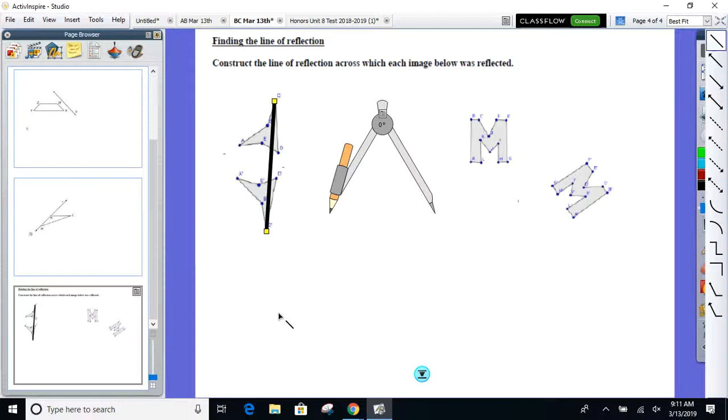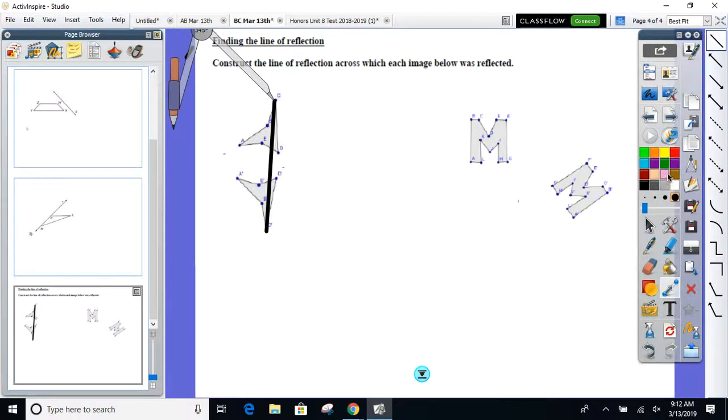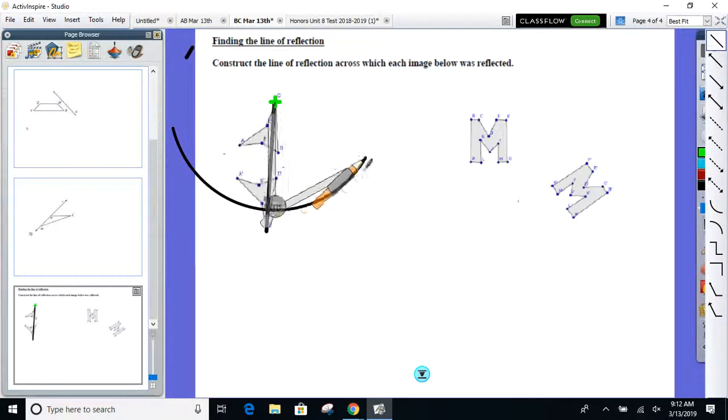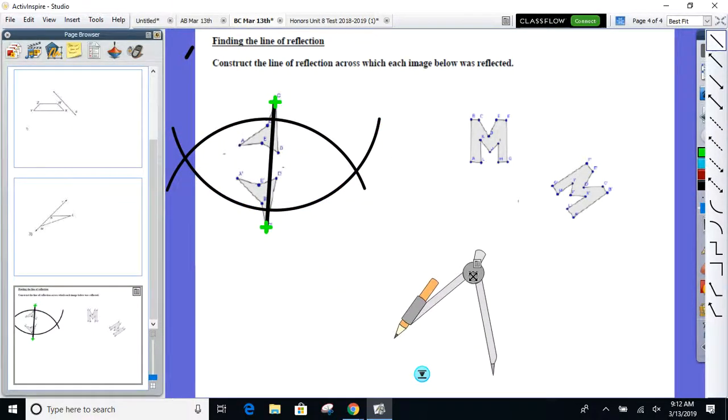How about I put it somewhere first, Teddy? Yeah, put it, there you go. Put it on the end point of a segment. And then, yes, open it more than half the length of the segment, as Teddy said. And you want to make a decent size arc here because you are going to intersect above and below your segment. Keep the same opening. Go down to the other end point of your segment. Make sure you have 2 points of intersection.